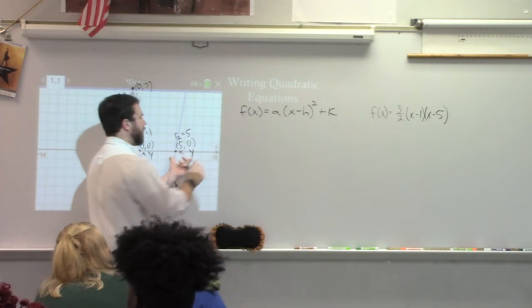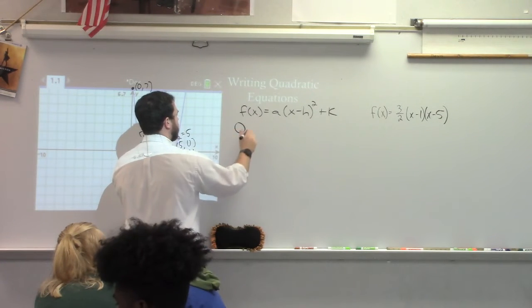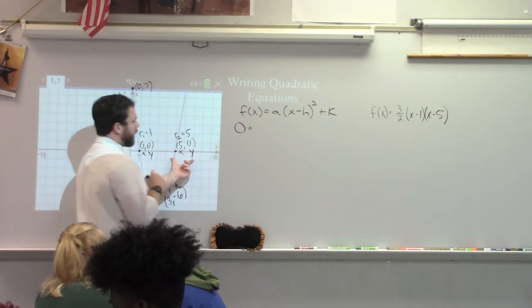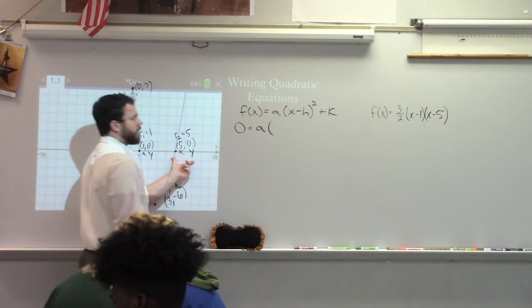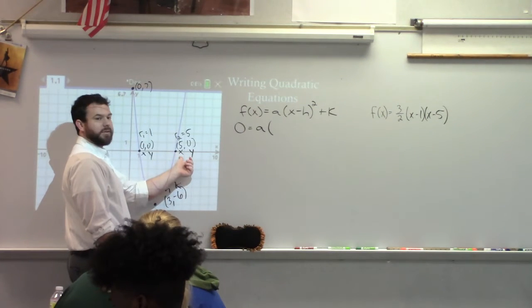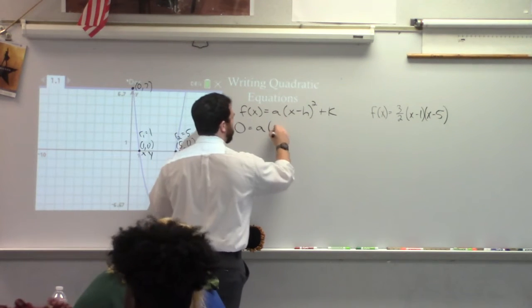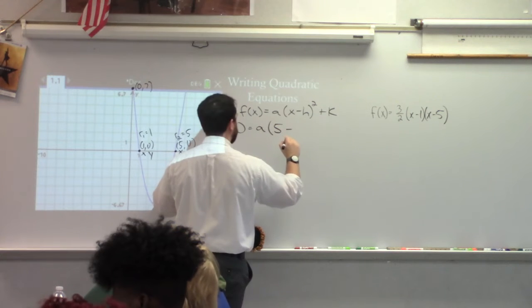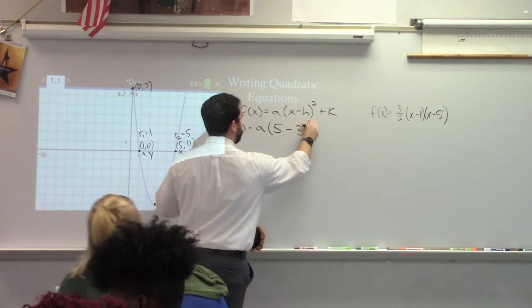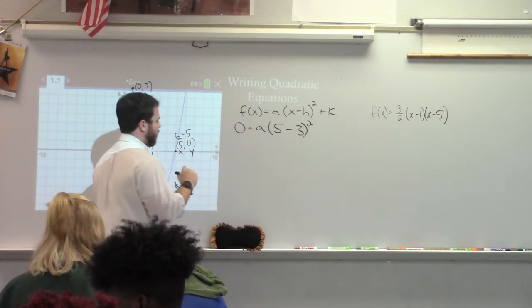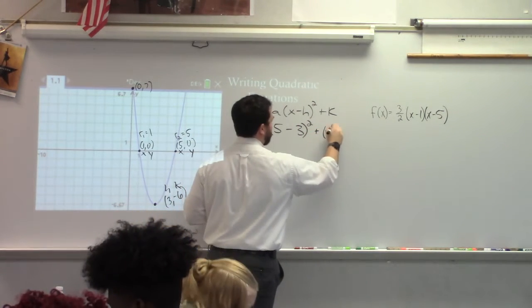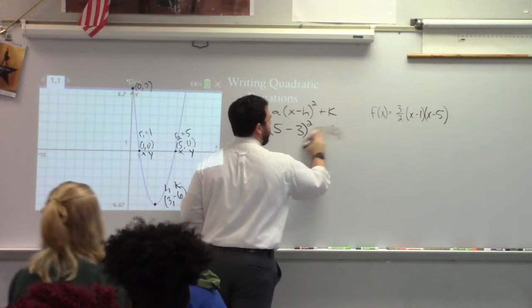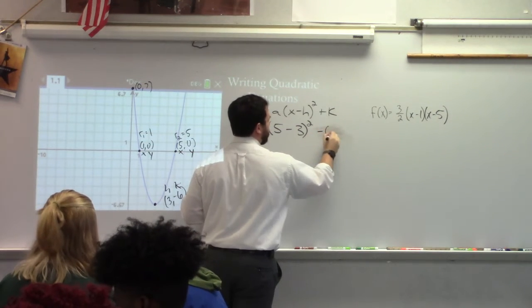So let's do the 5, so the y value is 0 equals, do we know what A is yet? No. What am I going to substitute in for x? 5, just an x value of a point, any point, minus the h, which is 3, squared plus negative 6. Wait, is that just minus 6? So you can also write that as minus 6, right? And I would switch that to a minus 6.